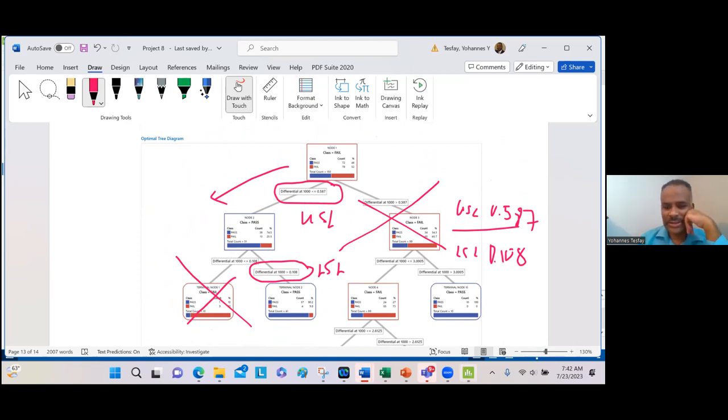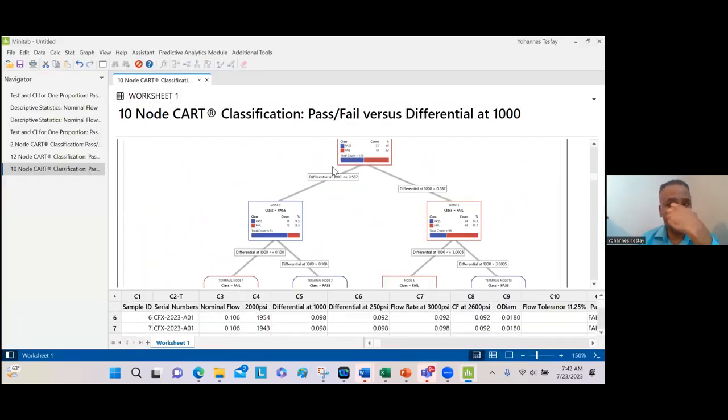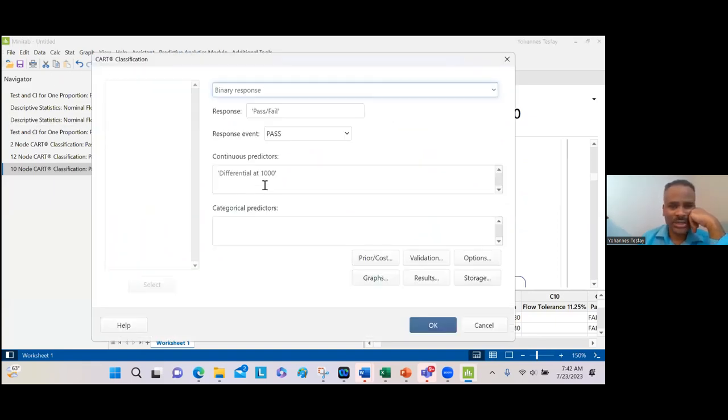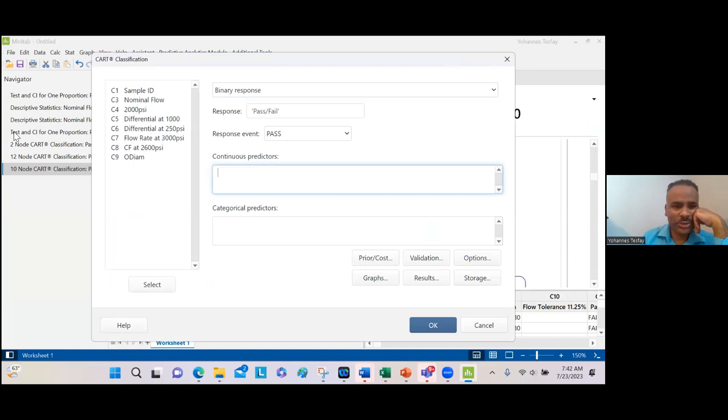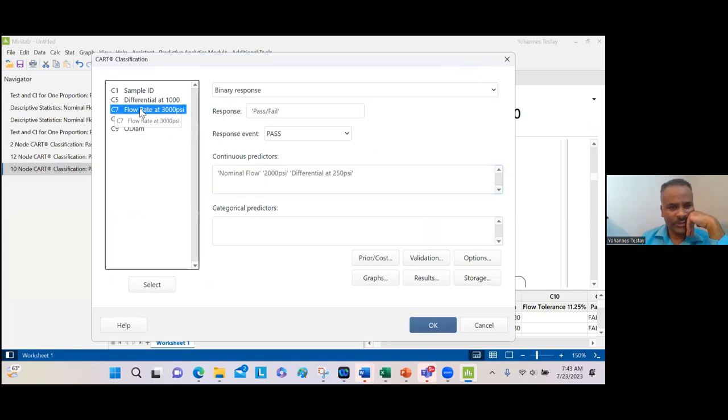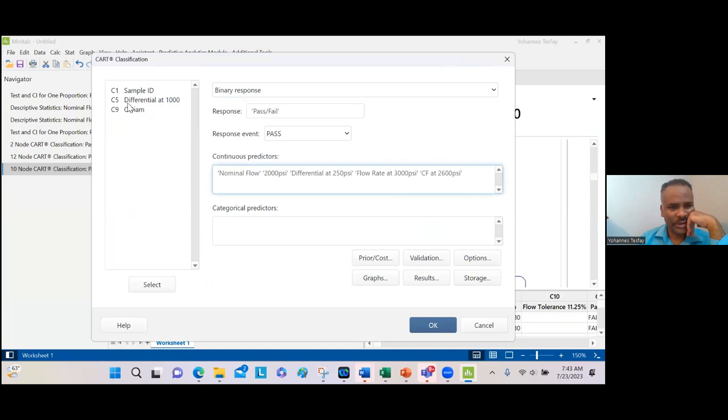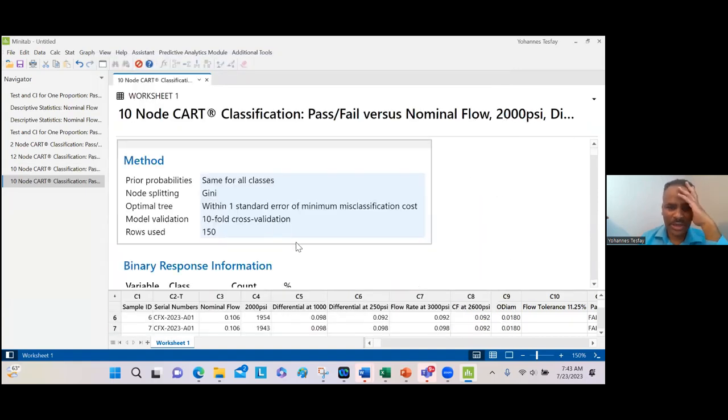The next is now... ማንን ጨርሻለሁ ማለት ነው? ዲፈረንሻል at 1000 ጨርሻለሁ አይደል? ከዛ በኋላ ዲፈረንሻል at 1000ን አስወጣዋለሁ። ኖሚናል ፍሎ 2000 psi, differential at 250, the flow rate, okay, safe and orifice diameter. I'm here now. Then I'm gonna do analysis.